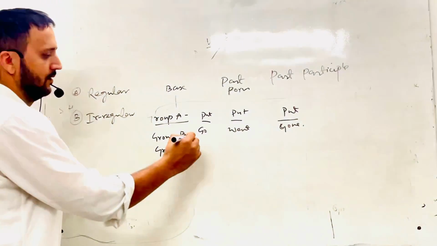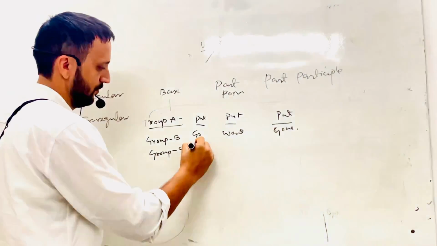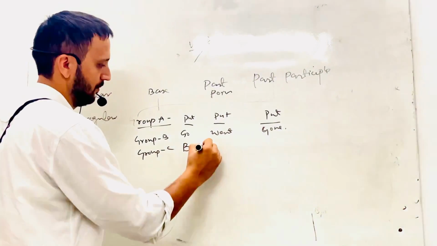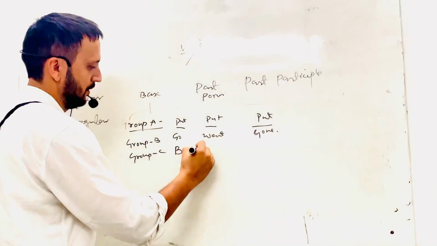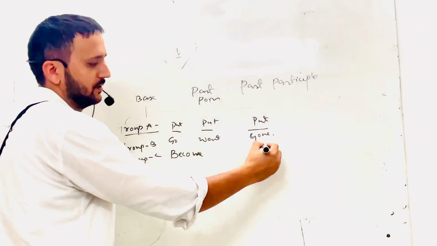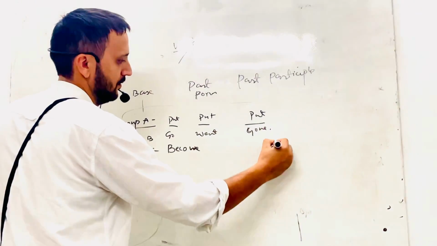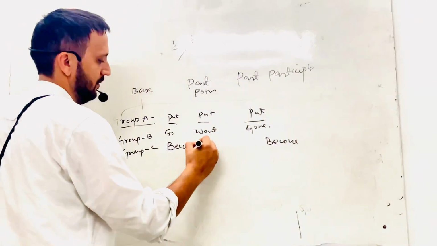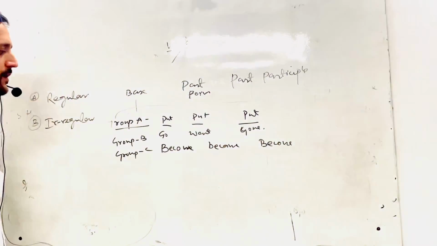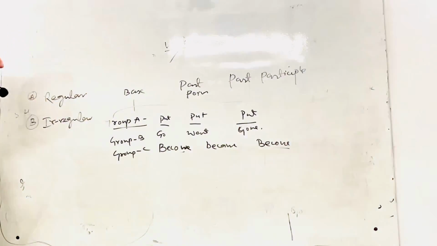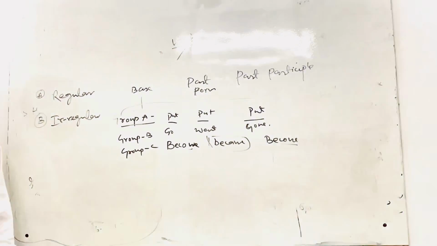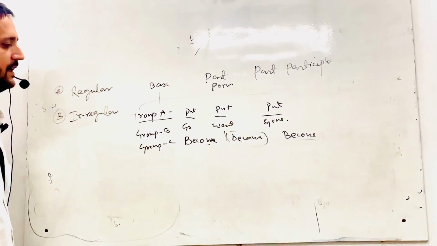Here the base form and the past participle, they both are similar. For example, become, became, become. Here these two are similar and this one is dissimilar, different. If we have to put this thing, we have to put it in C category.